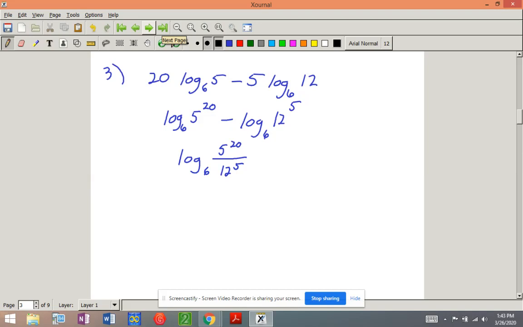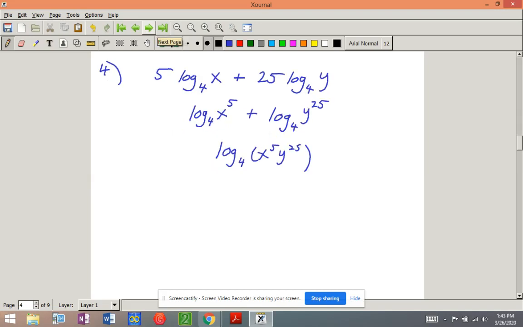Number 4 is next, very similar, except you got a plus sign in between the two log terms. So again, we're going to take those two multipliers, the 5 and the 25, and write them as exponents on the x and the y. It's the log of a power property backwards. Once you've done that, you see that those logs are added. And so when we condense into a single log, we're going to multiply those anti-logs. So that's log base 4 of x to the 5th times y to the 25th. We've condensed into a single log using two different properties, so that's what they require.